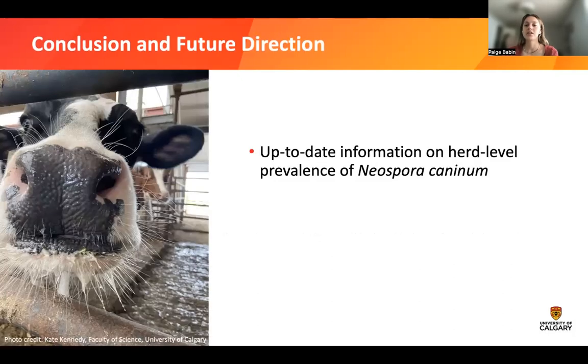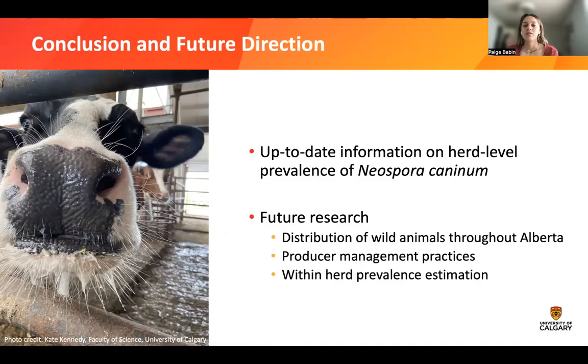Overall, these results provide up-to-date information on the disease frequency that will guide further investigation of within-herd prevalence estimation and devising appropriate control strategies for bovine neosporosis in Alberta. Right now, general biosecurity protocols are in place, and it is recommended that restriction of wild animals may be implemented along with testing and potential culling of infected cows.